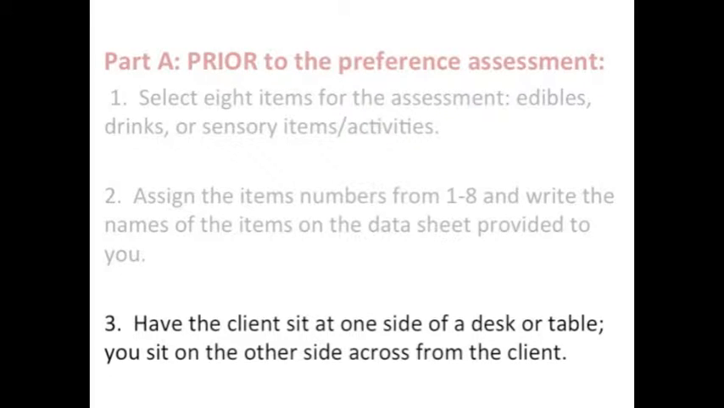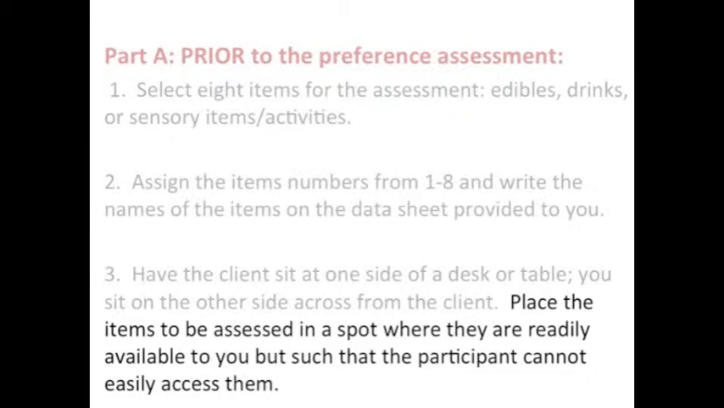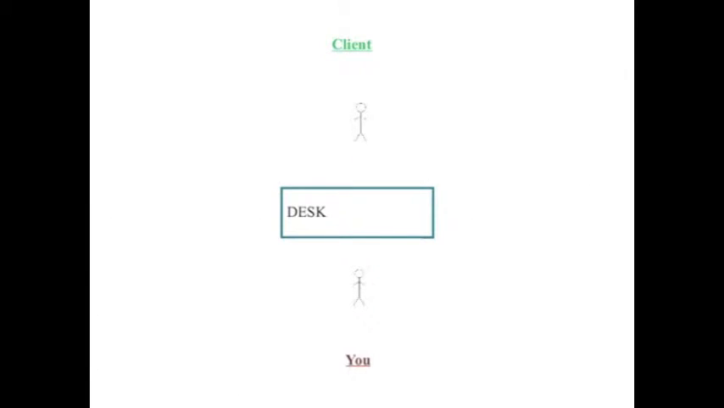Have the client sit on one side of the desk or table, and you will sit on the other side, across from the client. Place the items to be assessed in a spot where they are readily available to you, but that the participant cannot easily access them. Here's an example of what this will look like.